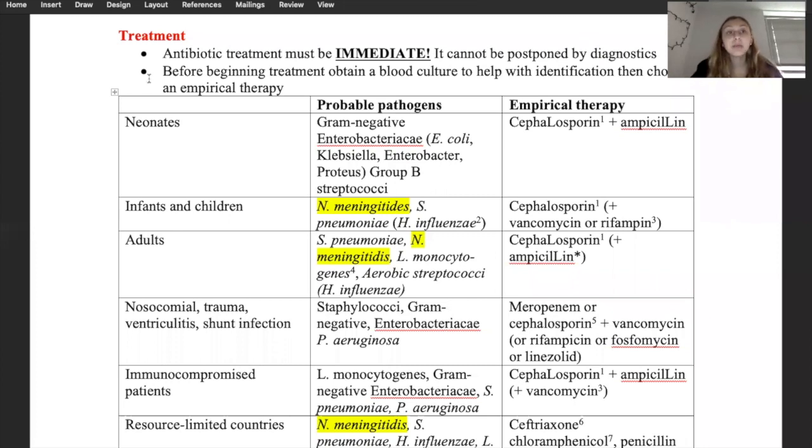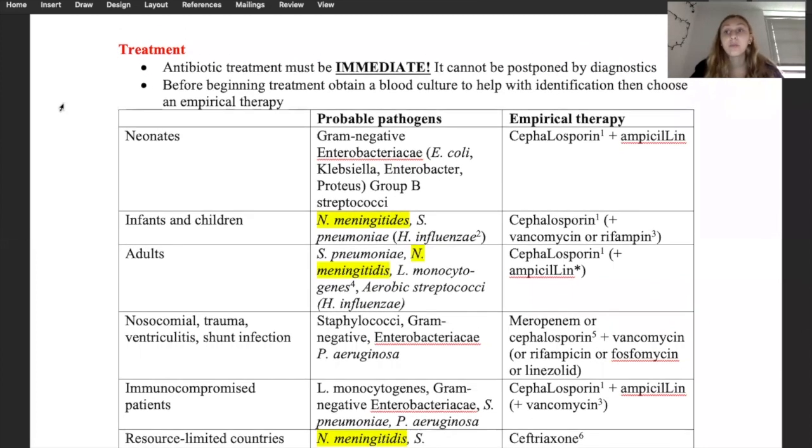Okay, now we're going to be talking about treatment of meningitis. The most important thing about treatment is that antibiotic treatment is started immediately. We cannot be waiting for diagnostics to come back with what type of bacteria is causing it. We must immediately start antibiotic treatment. So when a patient comes in, a blood culture will be obtained, and that will help with the identification of the pathogen. And then empirical therapy needs to be started before we even get the results from the blood culture.